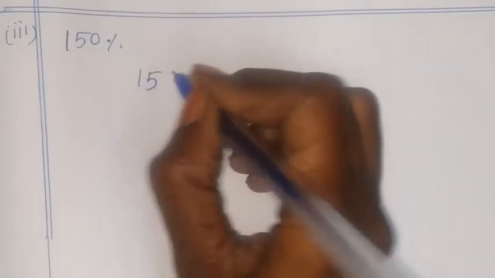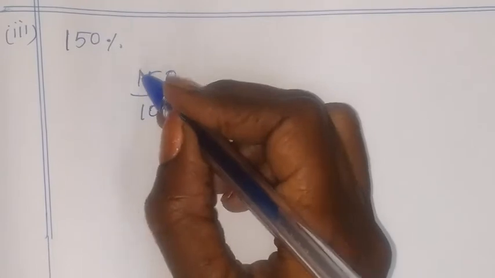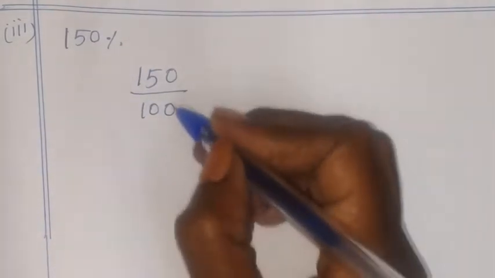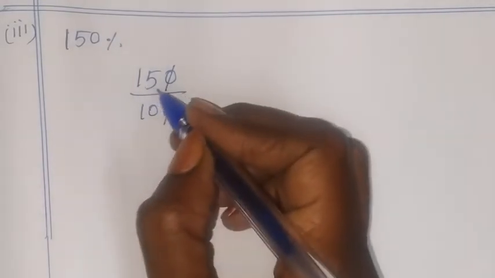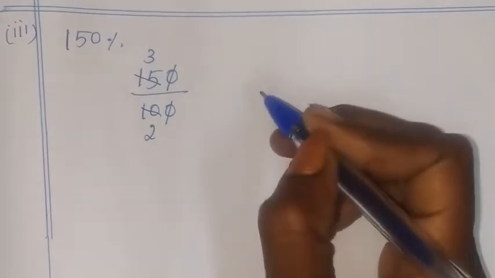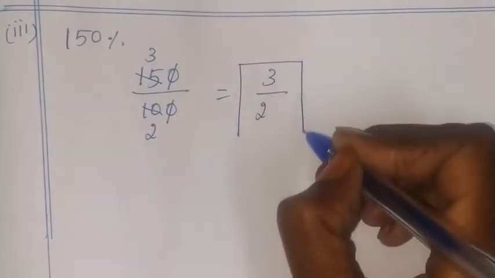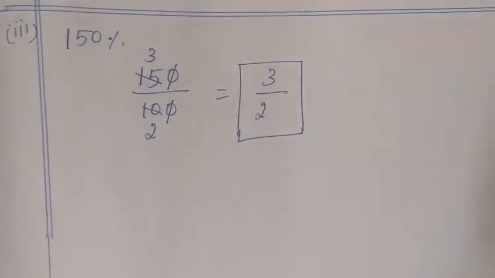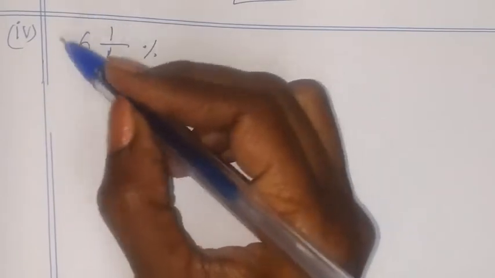Now 150 percentage, we have to convert it into fraction in the simplest form. So 150 by 100. Now we want to simplify it, so we can cut one zero. Now we can simplify in the 5 table. 5 3s are 15, 5 2s are 10. So the answer is 3 by 2, and that is the simplest form. We can't simplify it more than this in any other common table. So the answer is 3 by 2. So now the given number is in a mixed fraction.